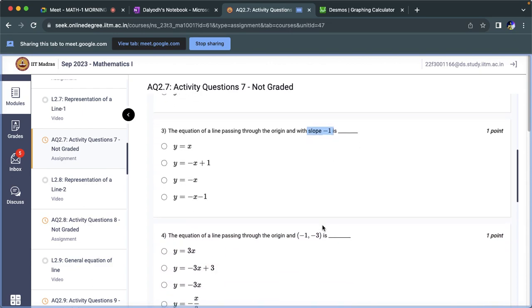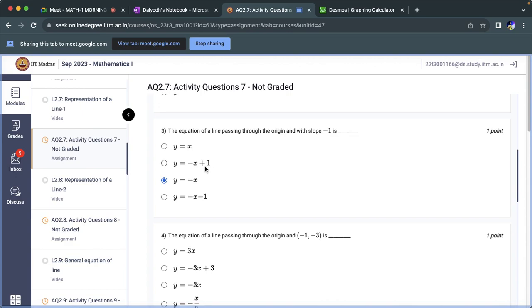How can you write this? Y equals mx plus c. What is m? So minus one here, yes, m is minus 1. So it is also passing through the origin. So y equals which of the following? Minus x, right?